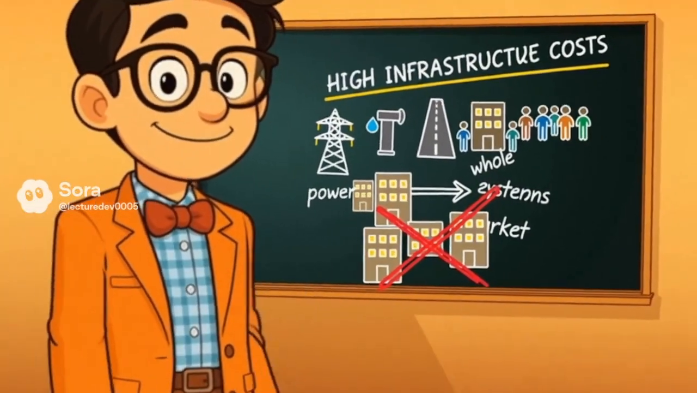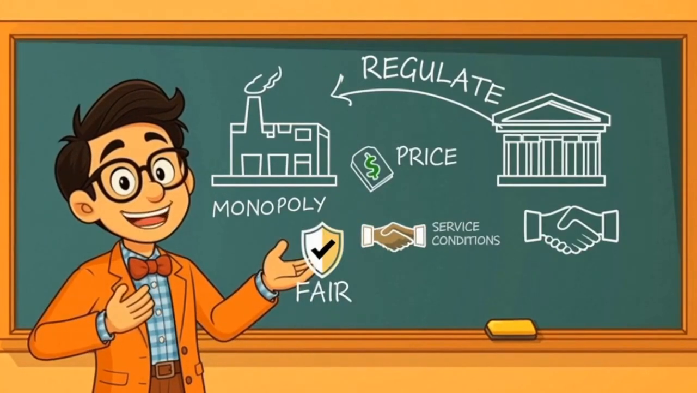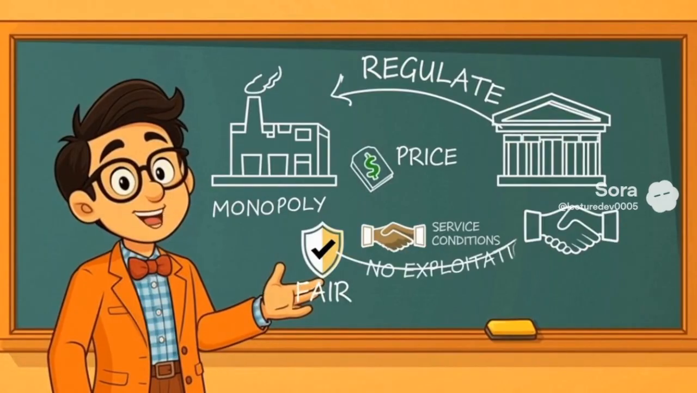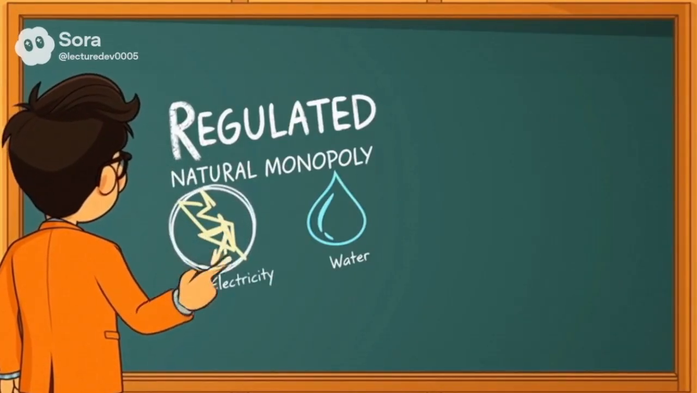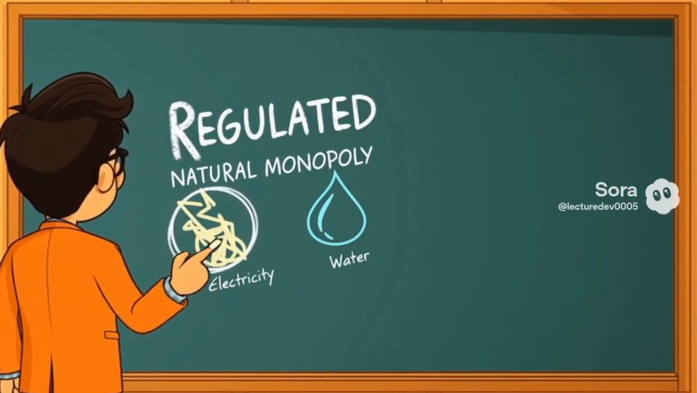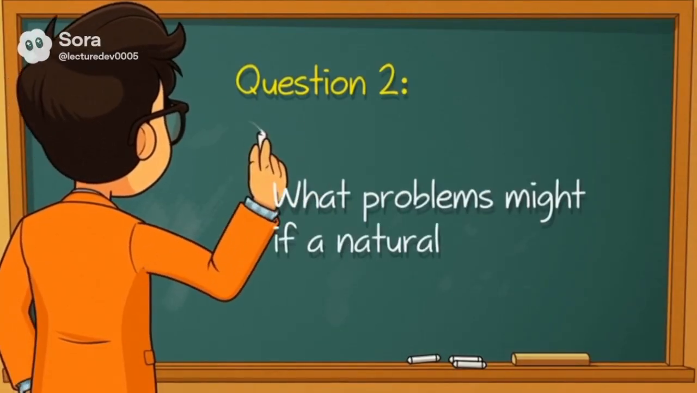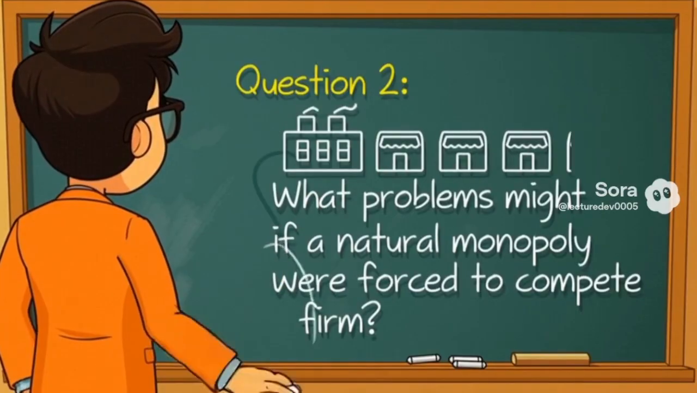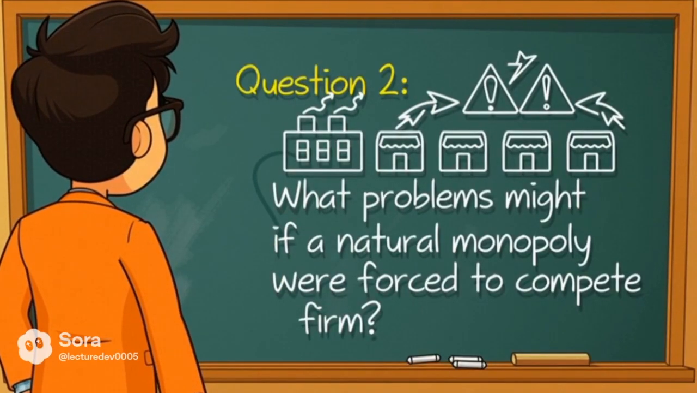duplicate systems. In these cases, government often steps in to regulate prices or service conditions, ensuring the monopoly doesn't exploit its market power. For example, electricity and water companies are commonly regulated natural monopolies because competition would dramatically raise costs. Question 2. What problems might arise if a natural monopoly were forced to compete with many small firms?